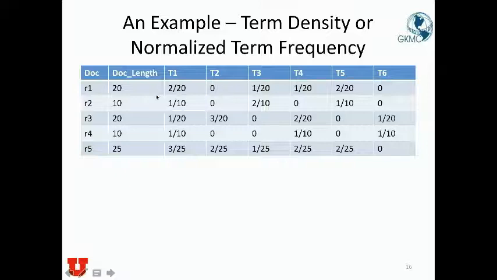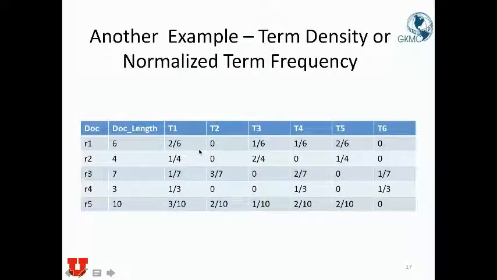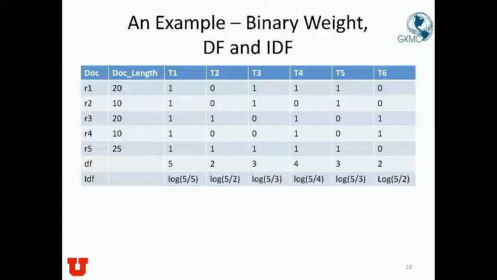For the same row, of course, the documents have the same length. But compared across different documents, the same number of appearances gives a density that changes based on how long the document is. This is a longer document, and these two are shorter. Then the density is lower for the longer one and higher for the shorter ones. So this is just another example of term density.